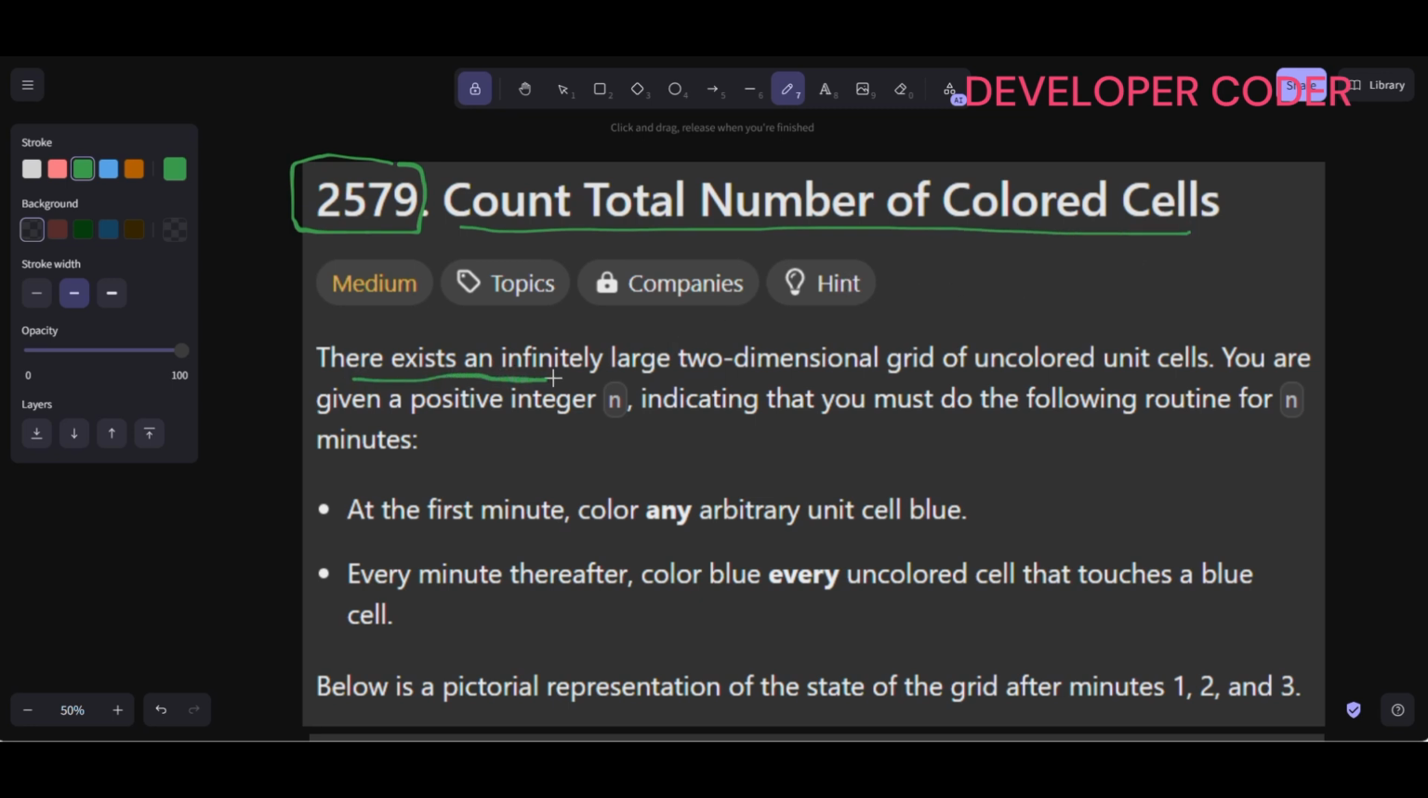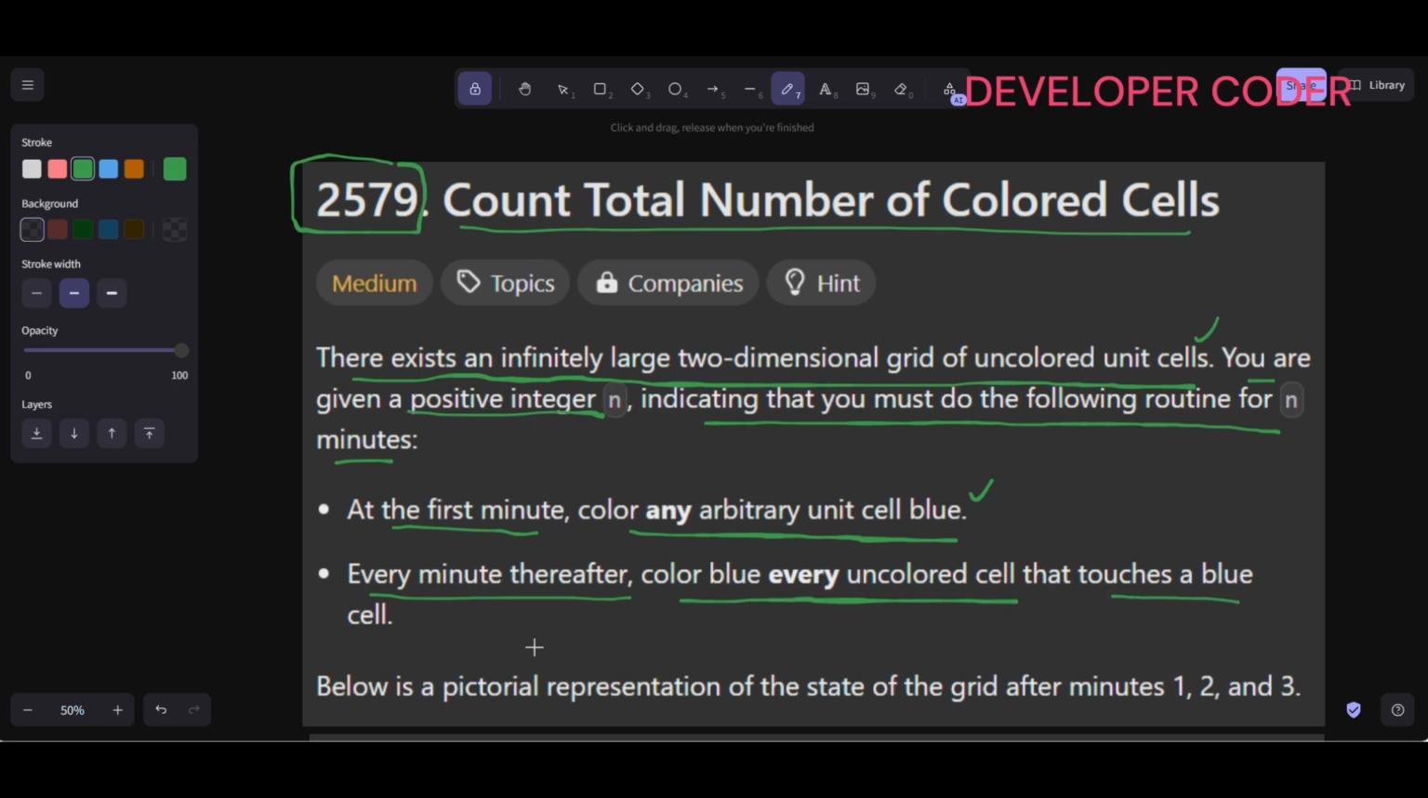There exists an infinitely large two-dimensional grid of uncolored unit cells. You are given a positive integer n, indicating that you must do the following routine for n minutes. So at the first minute, you are going to color any arbitrary unit cell blue. Every minute thereafter, we have to color blue every uncolored cell that touches a blue cell.